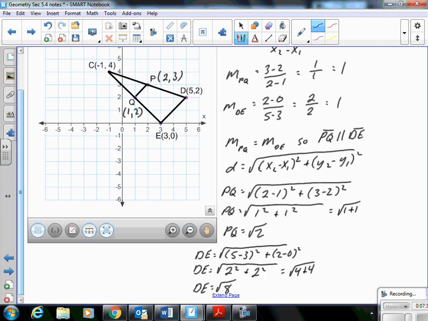Which 8 does not have a perfect square root, but one of its factors does. So 8 is the same thing as 4 times 2. So we could rewrite that as the square root of 4 times 2. And 4 has a square root, which is 2. So we can take the square root of 4 and pull it out. And we get 2 square root of 2.